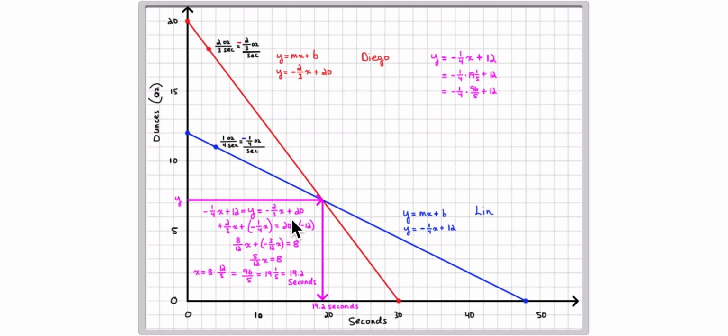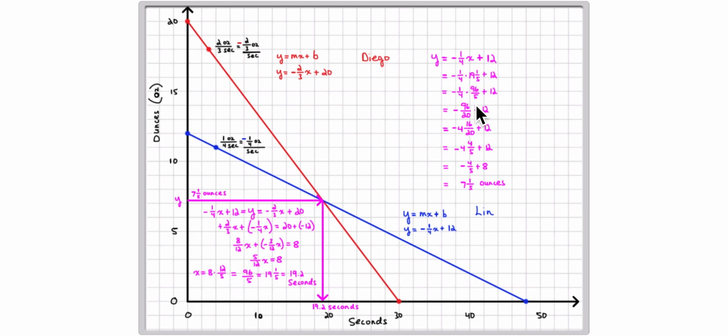So you can take either one of these equations. I took the negative 1/4 x plus 12. Replace x with that 19 1/5 right here. Remember that 19 1/5 is the same as 96/5. So once you've done this calculation, you don't have to redo it. It's right here. A little bit hard to see that a negative 1/4 of 96/5 is 96/20.